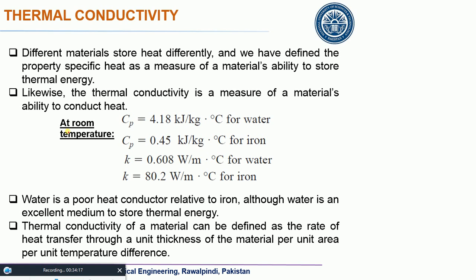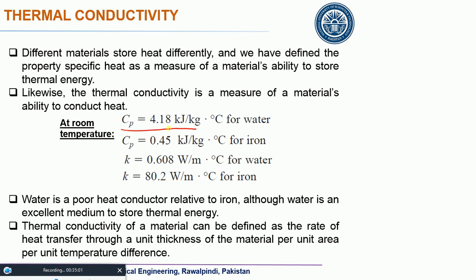So, a few important properties for thermal conductivity. I told you what information is given by thermal conductivity. That information is about the capability of the material to conduct heat. To conduct heat means to transfer the heat from one point to the other within a single medium. Different materials store heat differently, obviously, because their capability is different, and we have defined the property specific heat as a measure of a material's ability to store thermal energy. I will talk about that also, but let me explain this one. The thermal conductivity is a measure of the material's ability to conduct heat.